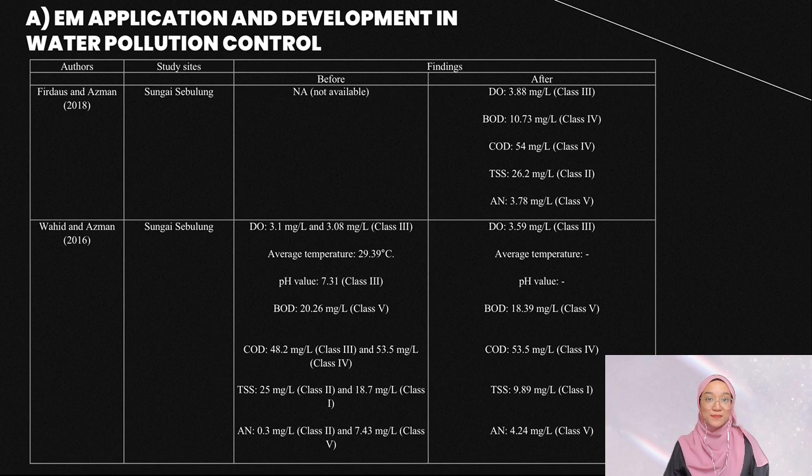Then, I will explain about the first application of EM, which is in water pollution control. Water pollution is a major problem in this era, so we are going to look at whether EM is effective in reducing water pollution or not. From the research papers that have been gathered in this table, it is shown that the application of EM has improved the water quality in the study sites.